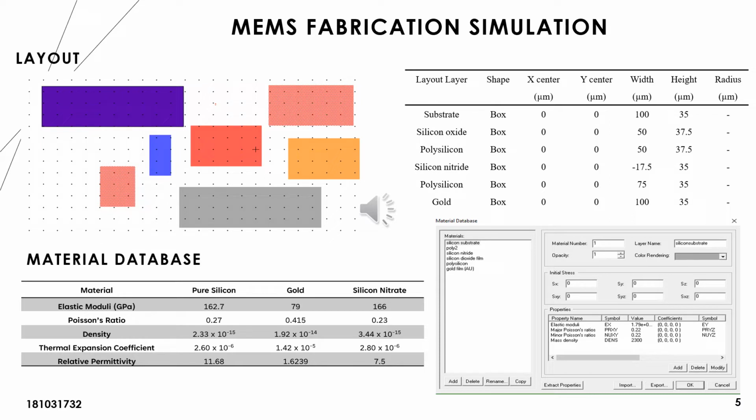Today I would like to present about MEMS fabrication simulation. Here is the layout we are using in MEMS Pro software that resembles a mask design for the capacitive sensor. We have used 5 materials: silicon oxide, polysilicon, silicon nitride, and gold in the layout with different width and height for every shape. Here, there is also a material database for the pure silicon, gold, and silicon nitride to be filled in while listing the material in the box on the bottom right.